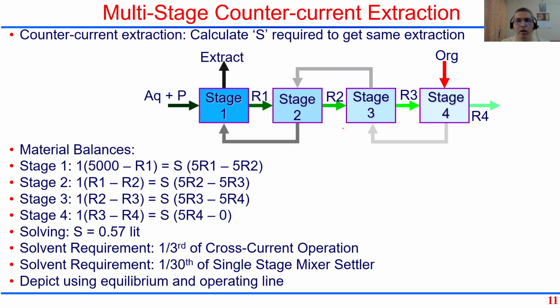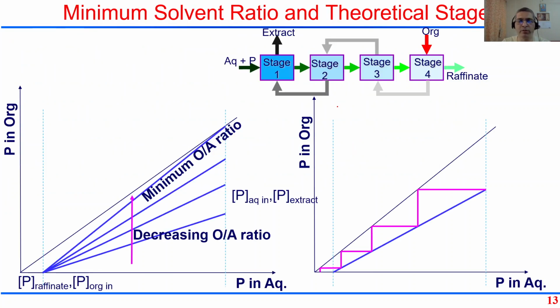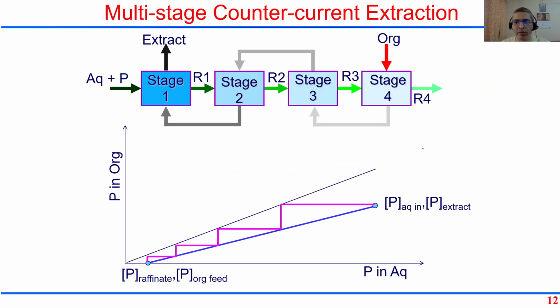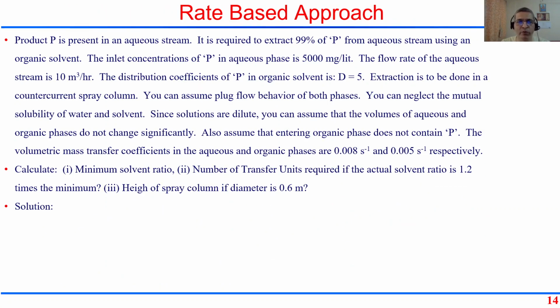And then what we tried to do was sort of recollect our rate based approach. So these kinds of diagrams, where we draw the equilibrium line and the operating line and draw the number of stages, this is an equilibrium based approach. And then we talked about the rate based approach, where we'll have to calculate the mass transfer coefficients of the continuous phase as well as the organic phase, and then we try to calculate the number of transfer units. So this is the approach that we are going to follow.